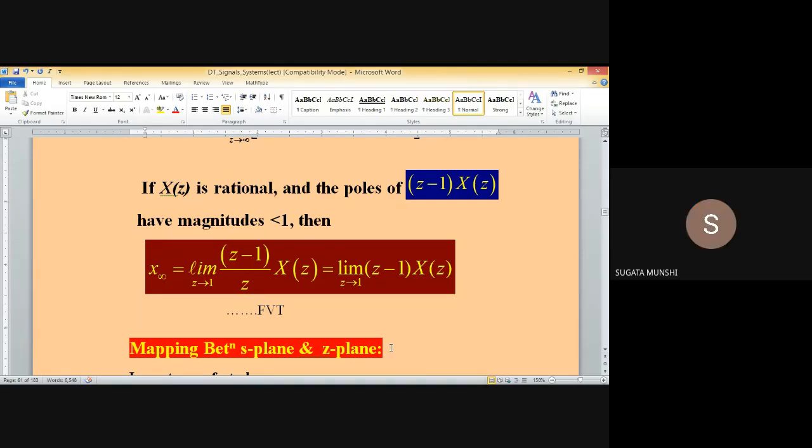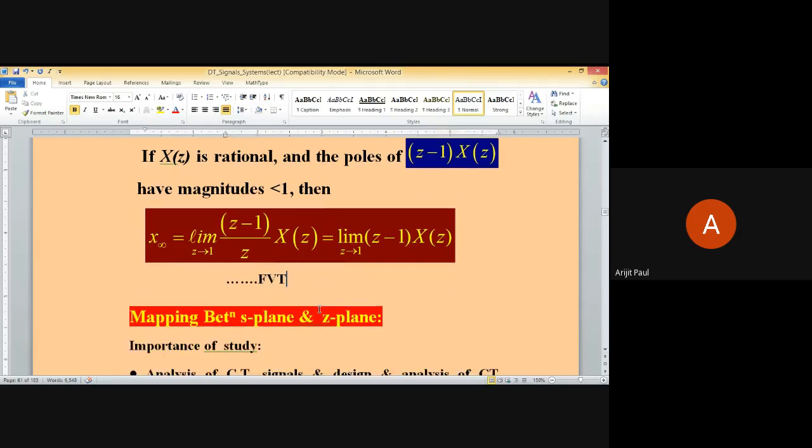I'll just start the mapping between S plane and Z plane, then I'll end today. FVT stands for final value theorem, remember. Mapping between S plane and Z plane.